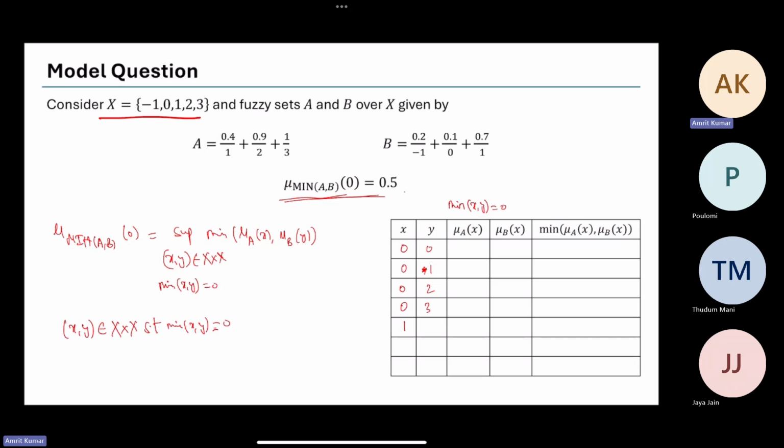And similarly, you just need to take the symmetric cases. So when x is 1 and y is 0, minimum is again 0. When x is 2 and y is 0, minimum is again 0. And when x is 3 and y equals 0, minimum is again 0. And these are the only x comma y such that the minimum of x comma y is equal to 0. Now let us look at what are the corresponding values of mu A and mu B at these pairs x comma y.